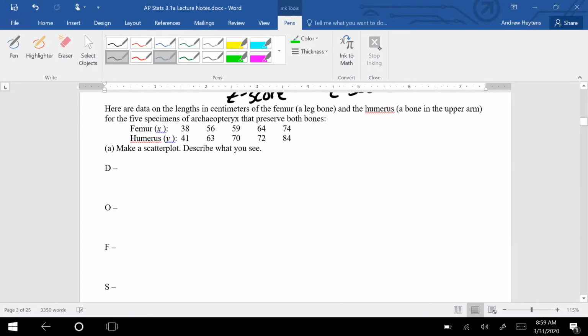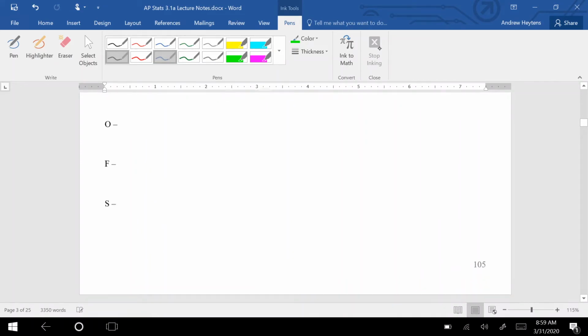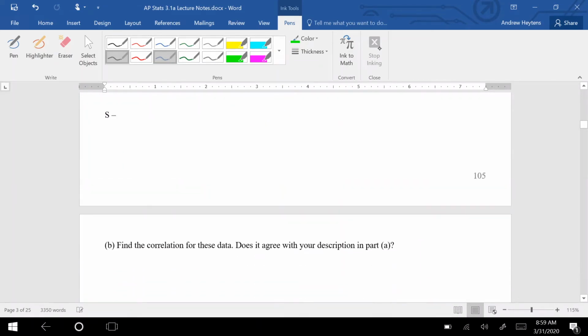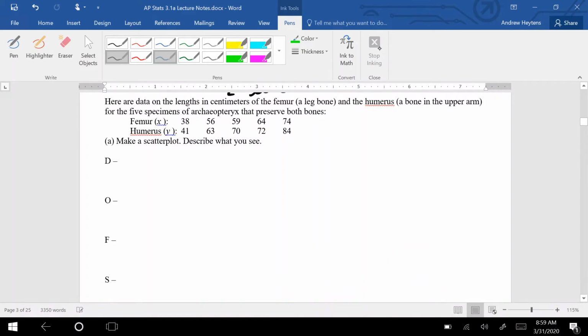Okay, so this is a very important example. You guys know by now when we get to important examples in your notes, they come up quite a bit. So I'm going to walk you through this. We're going to review how to make a scatter plot, review how to describe and interpret a scatter plot, and then talk about how to get your R value and what that means. So I'm given data on the lengths in centimeters of the femur and the humerus. And I have 5 points. You have your x coordinates and you have your y coordinates. Make a scatter plot, describe what you see.